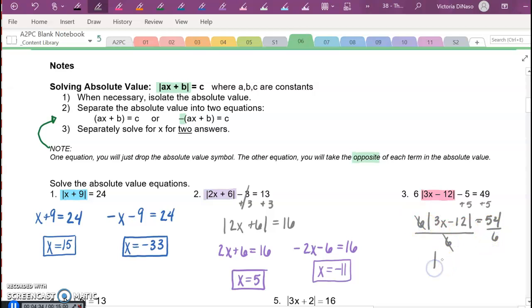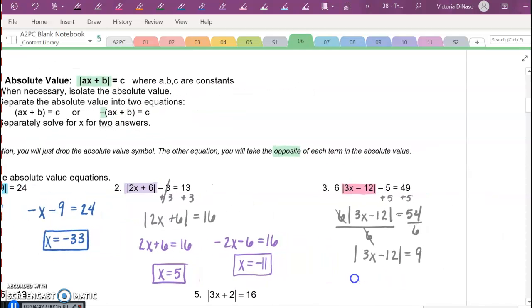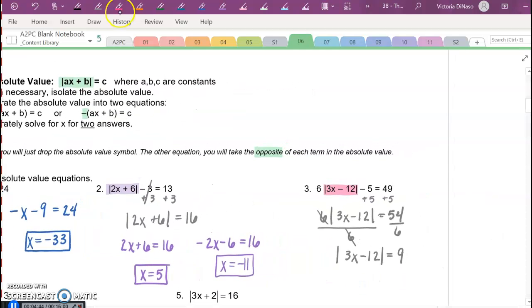6's cancel, so you're left with the absolute value of 3x minus 12 equals 9. From there, now you can go ahead and split it up. So when you split it up, you would have the normal, 3x minus 12 equals 9, and then the other one you'd have the opposite. So we would have negative 3x plus 12 equals 9. Go ahead and solve the top one and the bottom one.